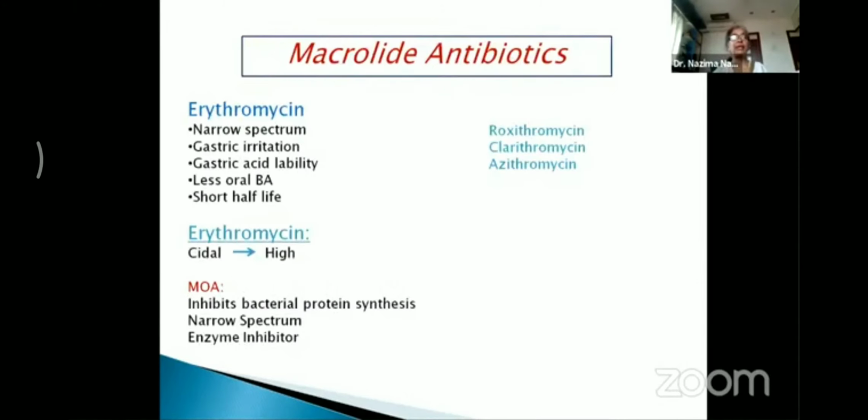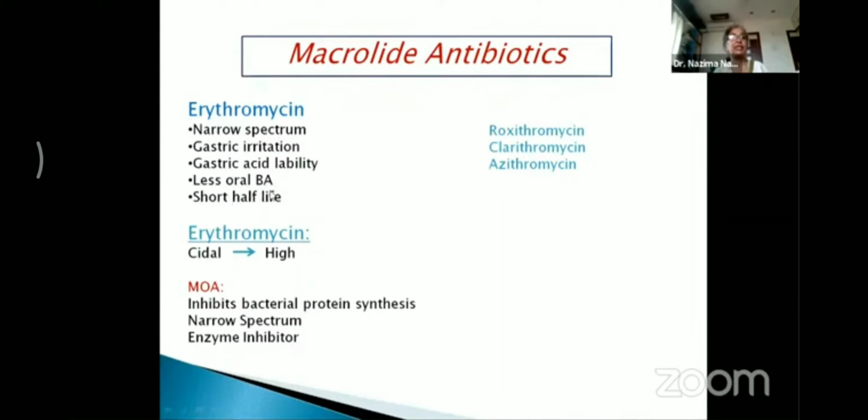Now coming to the macrolide antibiotics. So macrolide antibiotics, we have erythromycin, which is the prototype drug over here. There are certain limitations of erythromycin. That is, it has a narrow spectrum. It causes gastric irritation. Gastric acid lability is there with this drug. Therefore, these drugs are used as enteric coated tablets. Then there is less bioavailability with these drugs, and they have a short half-life.